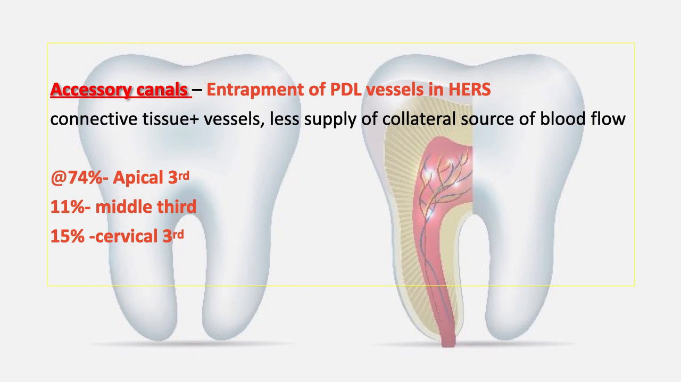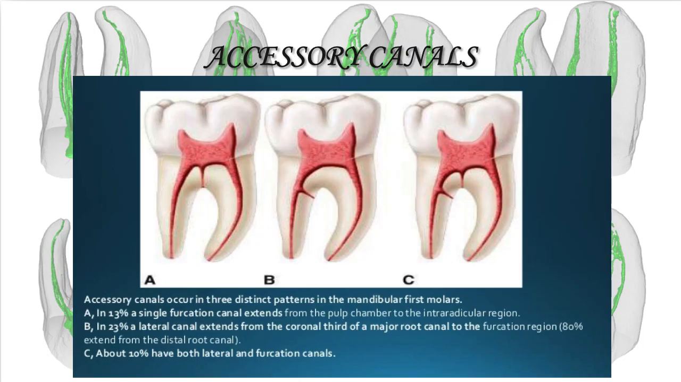Talking about the accessory canal, it is basically entrapment of periodontal ligament vessels in the Hertwig's epithelial root sheath, and it contains connective tissue and vessels, and it has less supply of collateral blood flow. So the question may come, in which portion of the root canal will you have the maximum amount of accessory canals? 74% is found in the apical third, 11% in the middle third, and 15% in the cervical third.